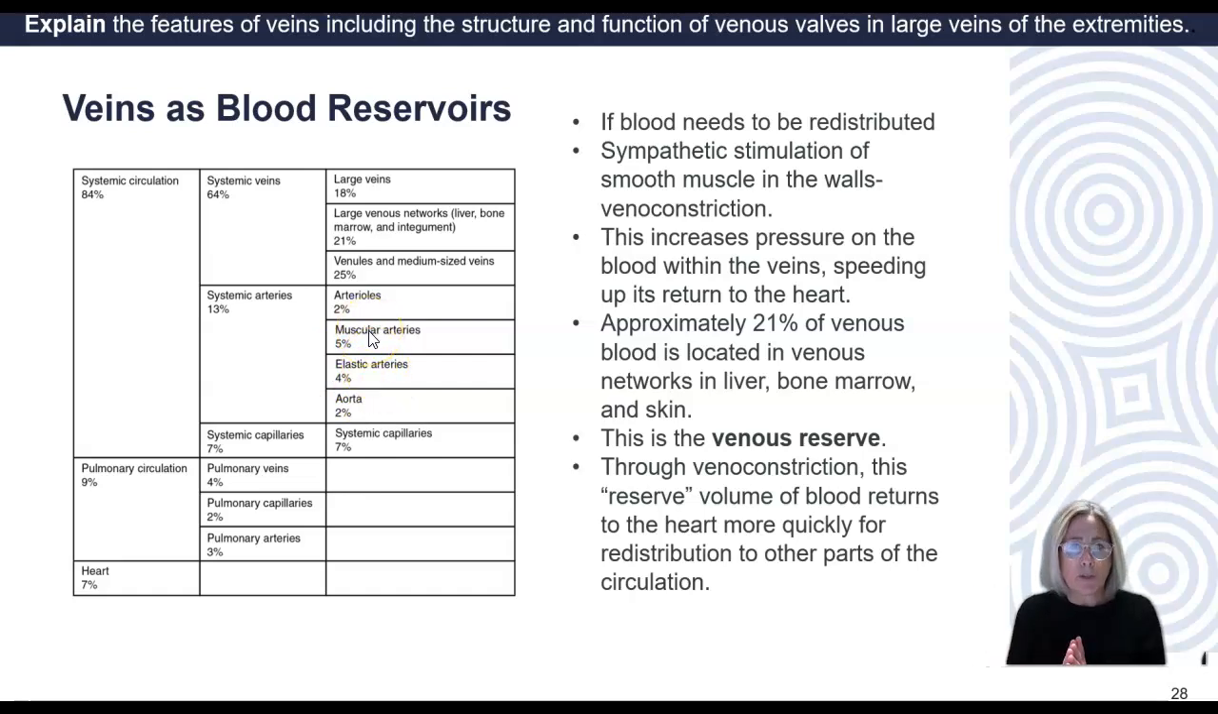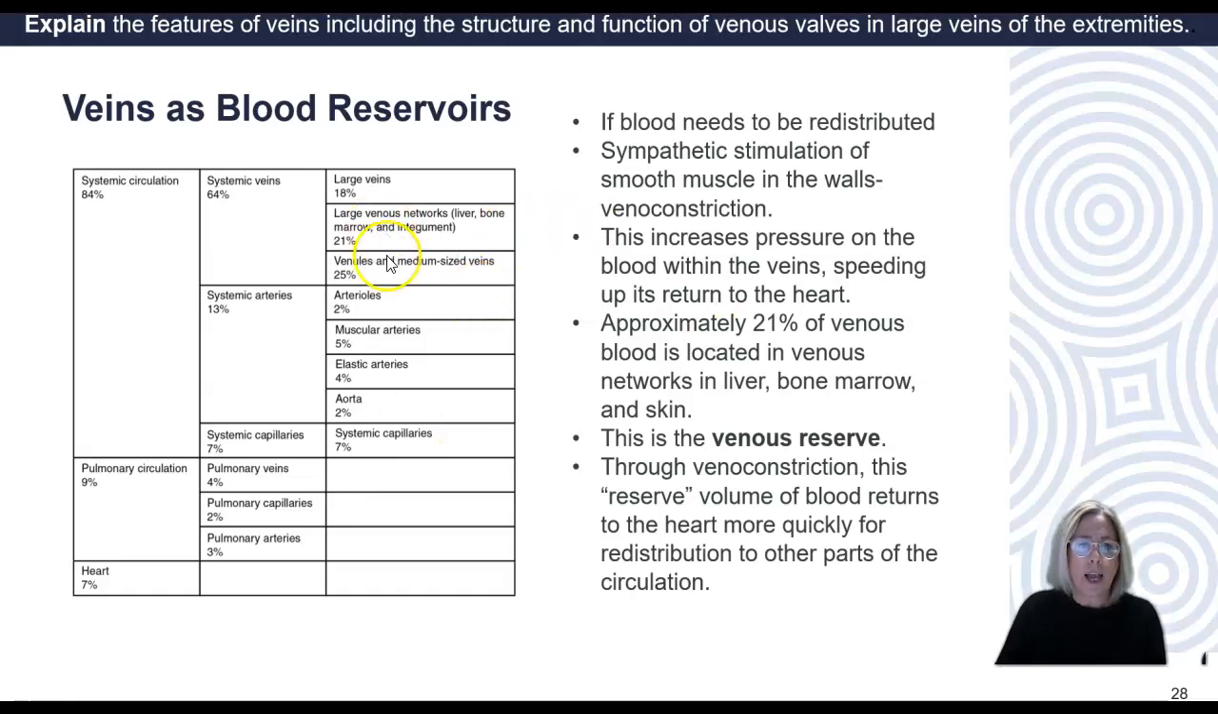Now, if blood needs to be redistributed to different parts of the body, the vasomotor center in the medulla oblongata in the brain causes sympathetic stimulation of smooth muscle in the walls of these veins. This is called venoconstriction, right? When the smooth muscle in the walls of the veins contracts, it causes venoconstriction. What this does is increase pressure on the blood within the veins, and that will accelerate or speed up the return of that blood to the heart.